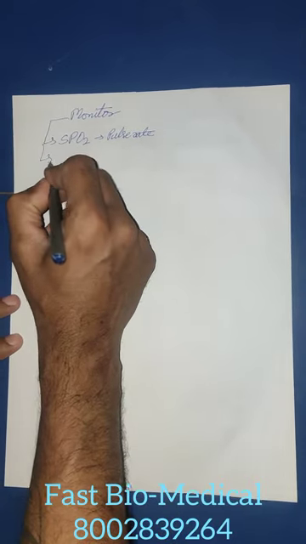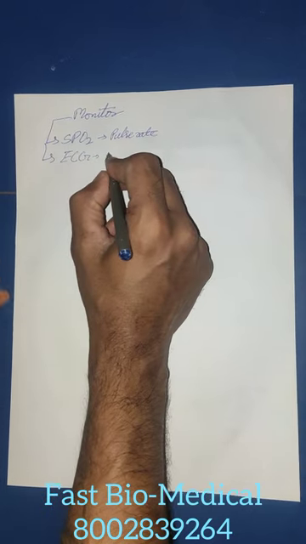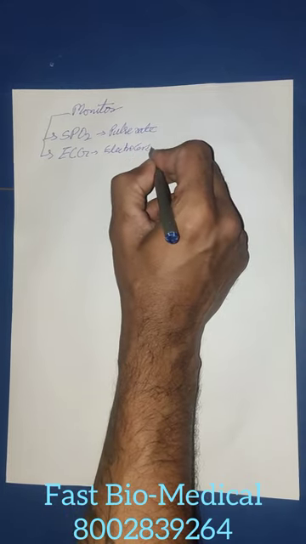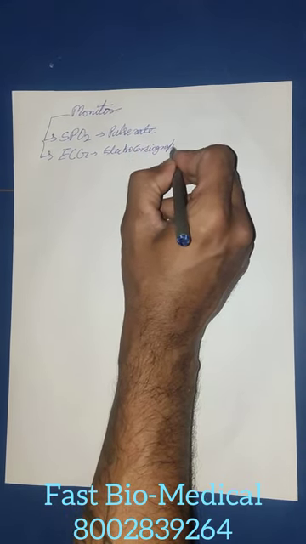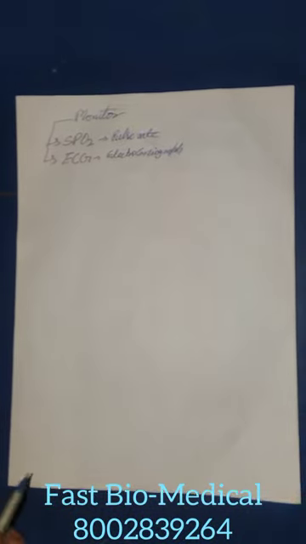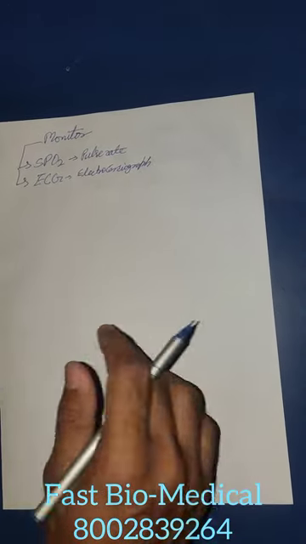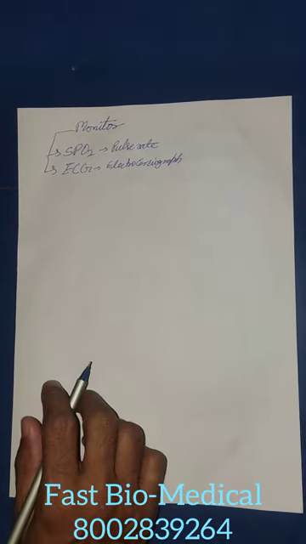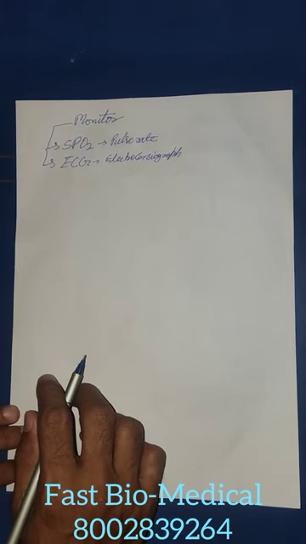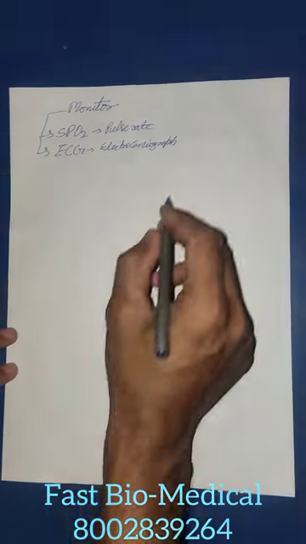Now the second basic parameter is ECG, that is electrocardiograph. Don't consider my writing, it's not so good, but try to understand what I'm trying to express, to give you the knowledge about the basics of a monitor. ECG measures the electrical activity of the heart or rhythmic movement, that is the rhythmic function of the heart.